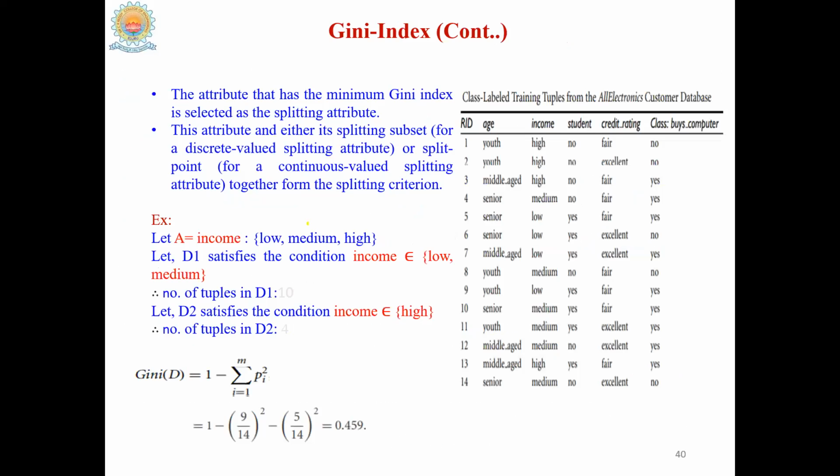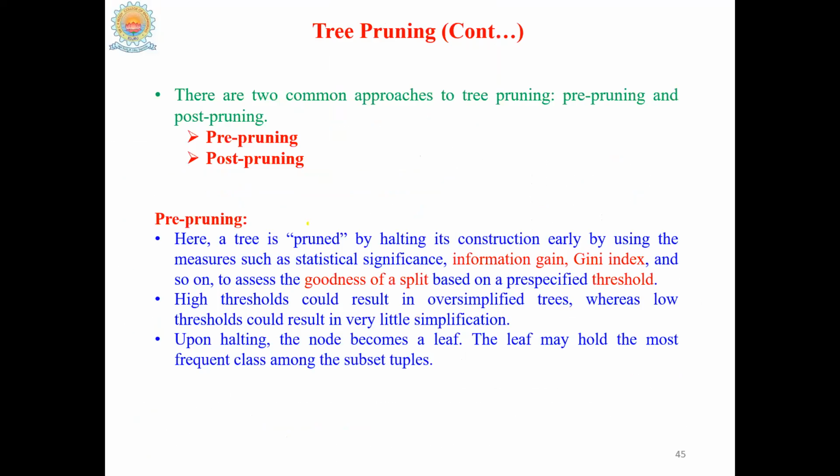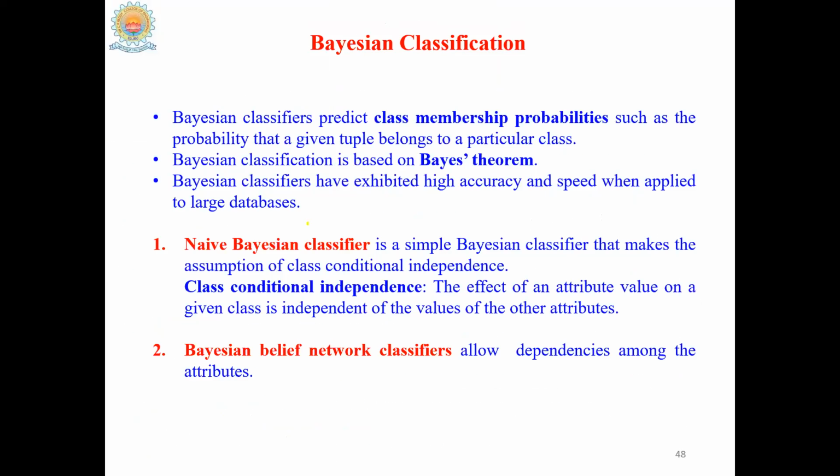Here are some examples they have done, and this is tree pruning. In tree pruning, we need to eliminate the noise or outliers from the tree. There are two techniques under this: pre-pruning and post-pruning. We can go with either way. And the next classifier is Bayesian classification.